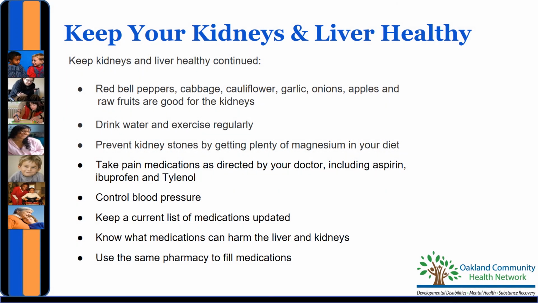More ways to keep the kidneys and liver healthy. Red bell peppers, cabbage, cauliflower, garlic, onions, apples, and raw fruits are good for the kidneys. Drink plenty of water and exercise regularly. Prevent kidney stones by getting plenty of magnesium in your diet. Just follow what your doctor recommends.